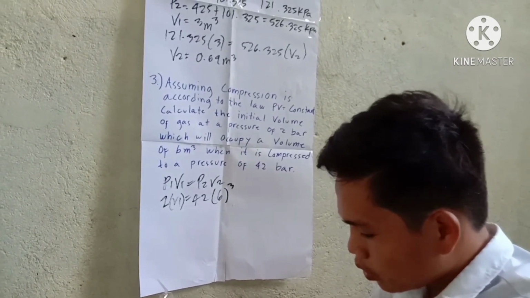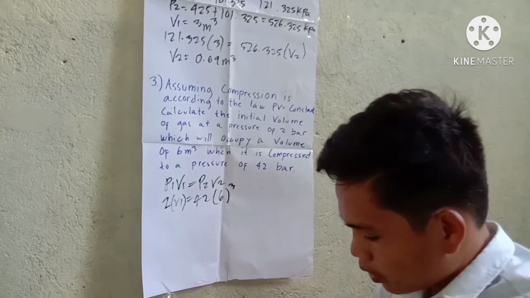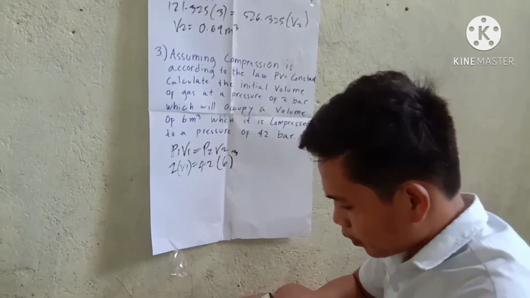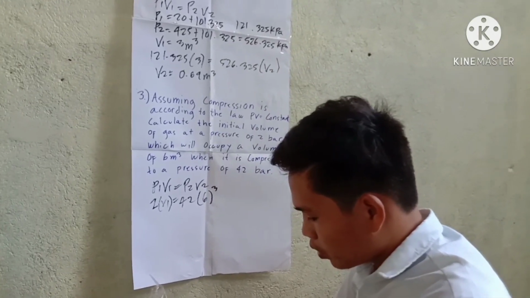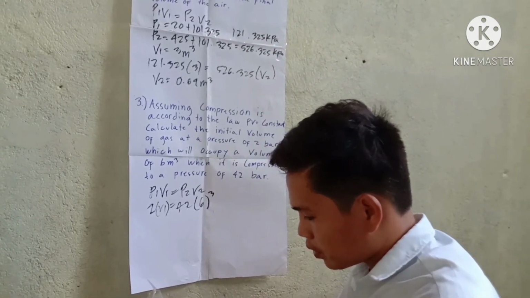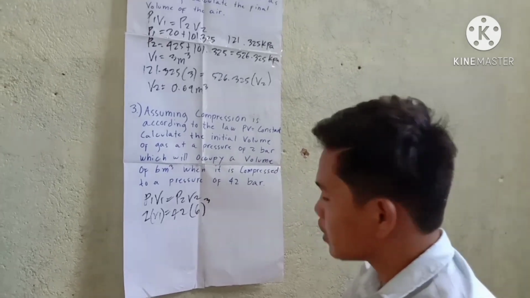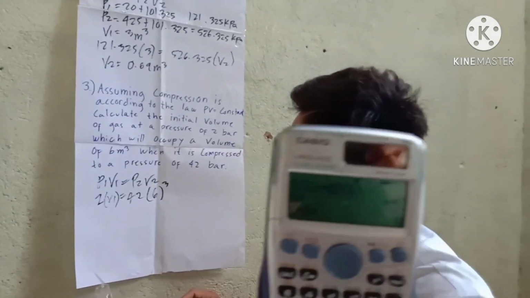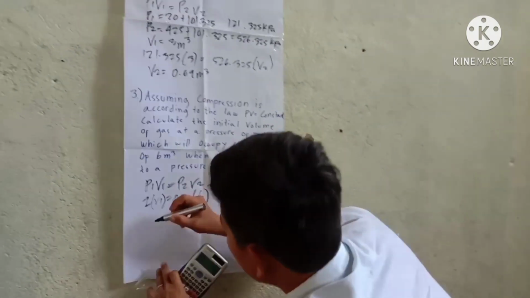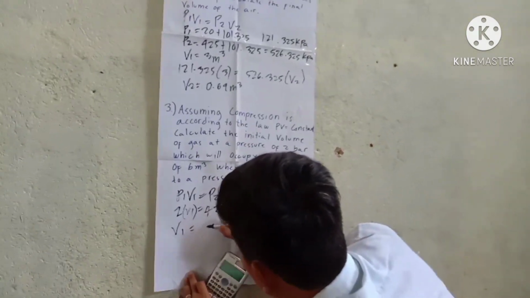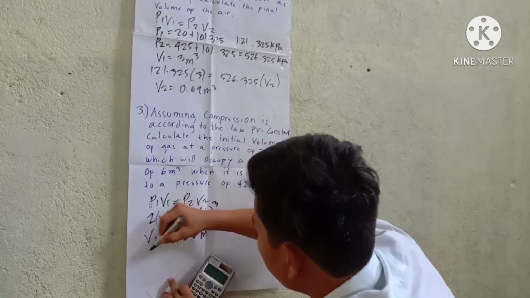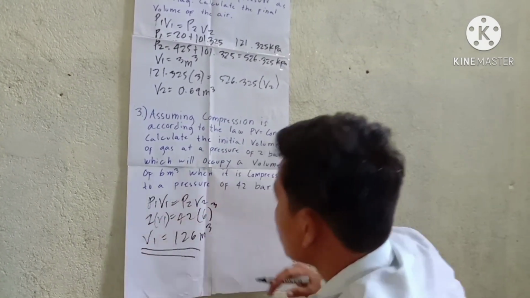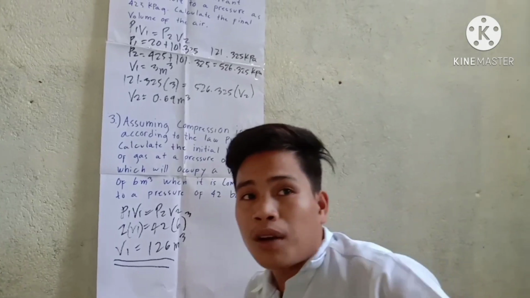So 2 times x equals 42 times 6, shift solve. The value of x equals 126 meter cube. So V1 equals 126 meter cube, the final answer. So that's it about Boyle's law. Thank you.